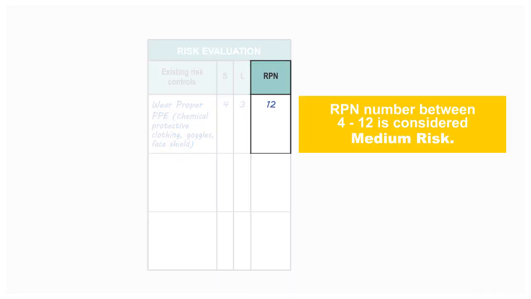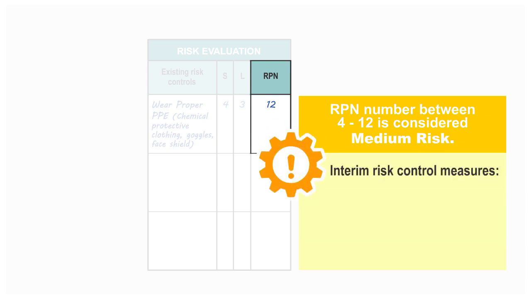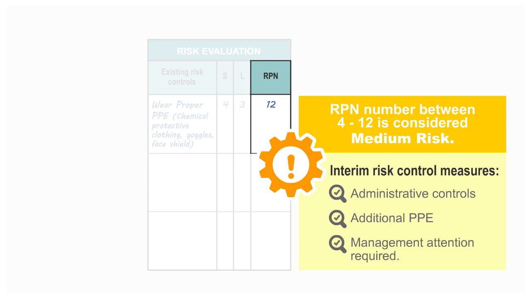An RPN number of 12 is considered to be a medium risk activity. For medium risk activity, interim risk control measures, such as administrative controls or additional PPE, may be implemented, while longer-term measures are being established. Management attention is also required for medium risk activity.